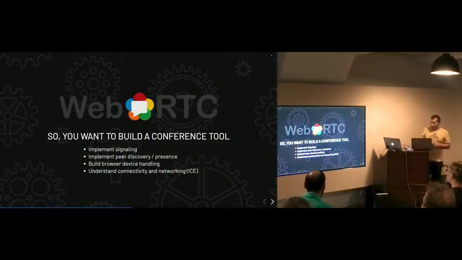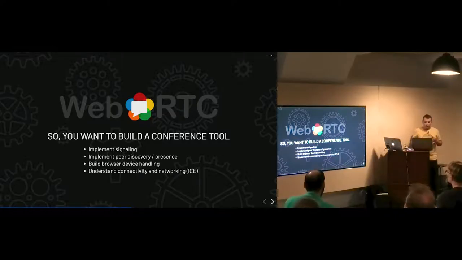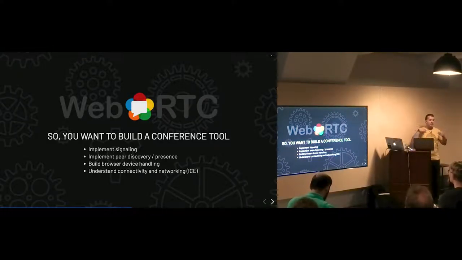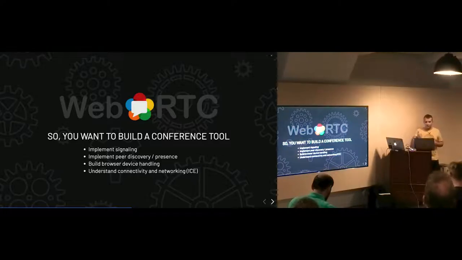So, Daniel talked about the webinar. Let's take a look at what is really needed if you want to make a webinar or a conference, something where you exchange video in real time. The first required bit is implementing signaling between peers. That means you need a way to exchange admin data between the two sides, to make them talk to each other. So the first bit is the signaling.